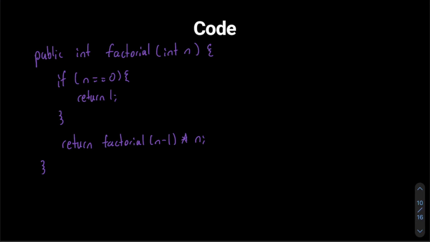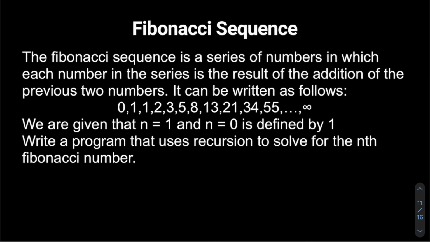So I think it's worth looking at this over if it didn't make any sense. But before we wrap this video up, I'd like to take a look at another classic example of recursion, and that's the Fibonacci sequence. Now the Fibonacci sequence we can think of as a series of numbers in which each number in the series is a result of the addition of the previous 2 numbers. And so it can be written as follows.